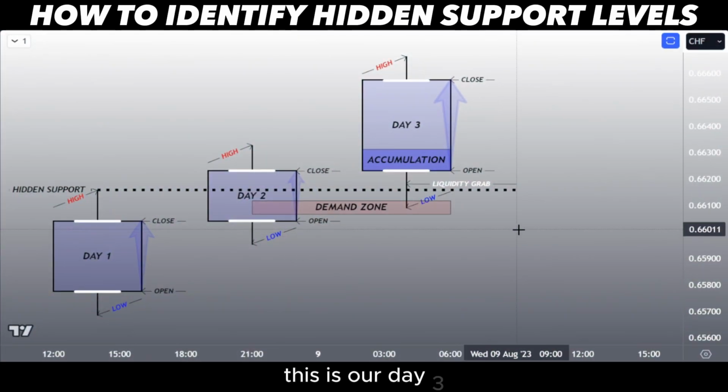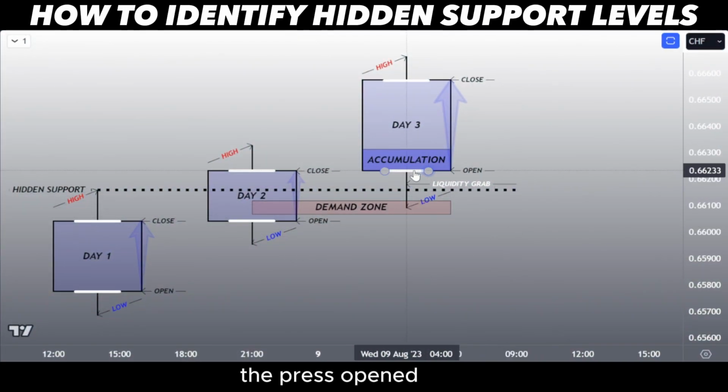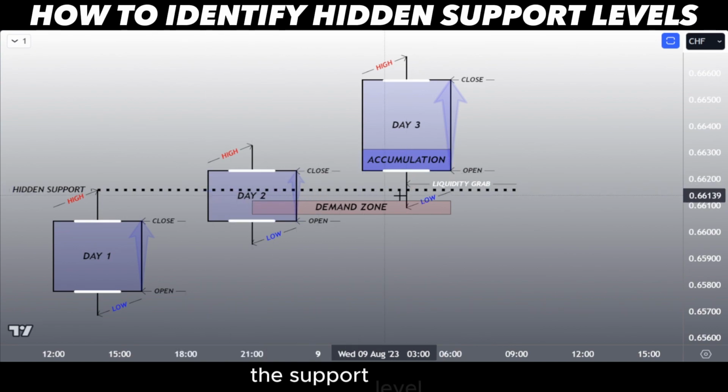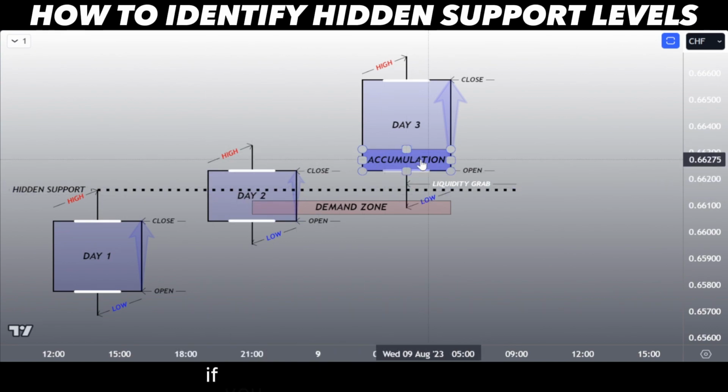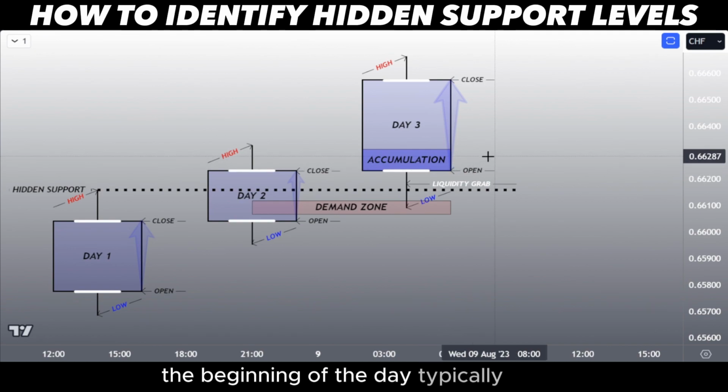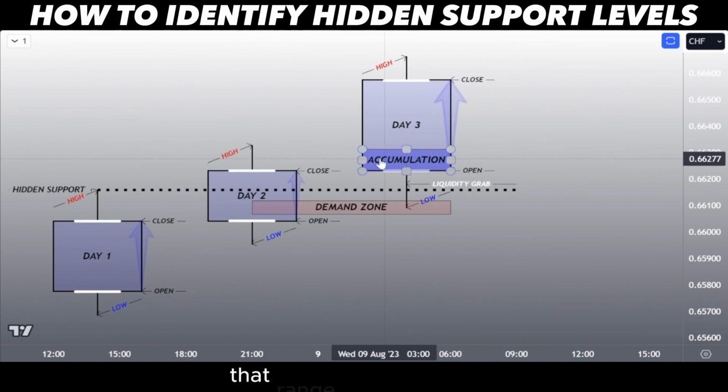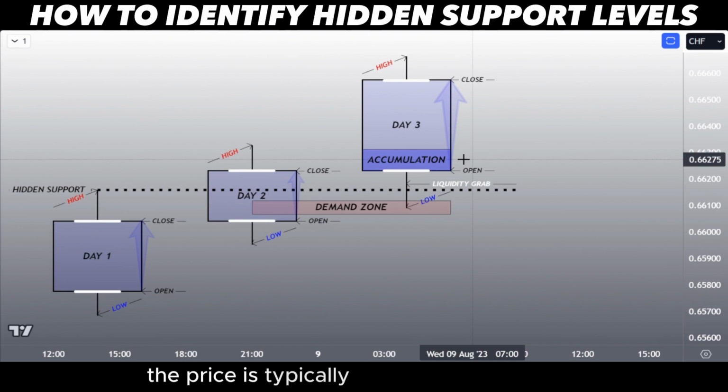This is our day 3. The price opened above the support level. Okay, if you analyze the forex market, especially on the European pairs, the beginning of the day typically starts and it ranges. That range is accumulation. Accumulation simply means that the price is going in a sideways motion and it's accumulating orders, and during the London session the price is typically going to grab liquidity by going either to the south or going to the upside.